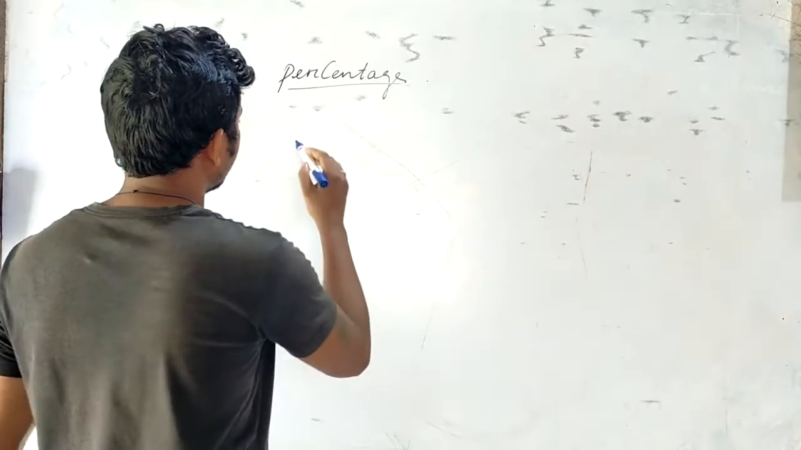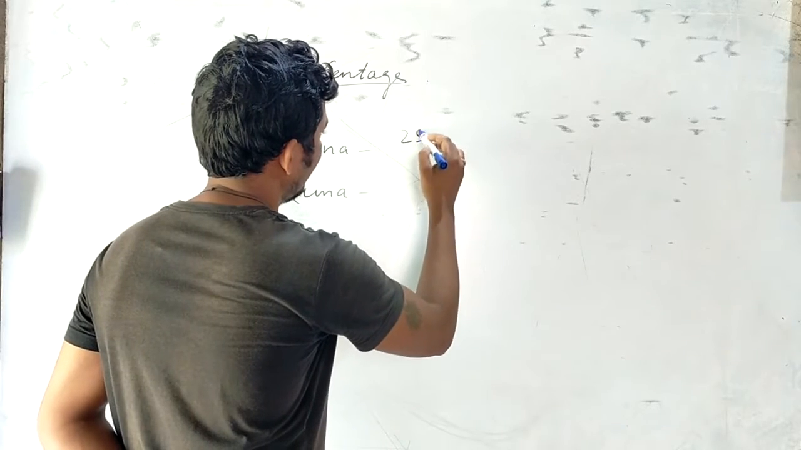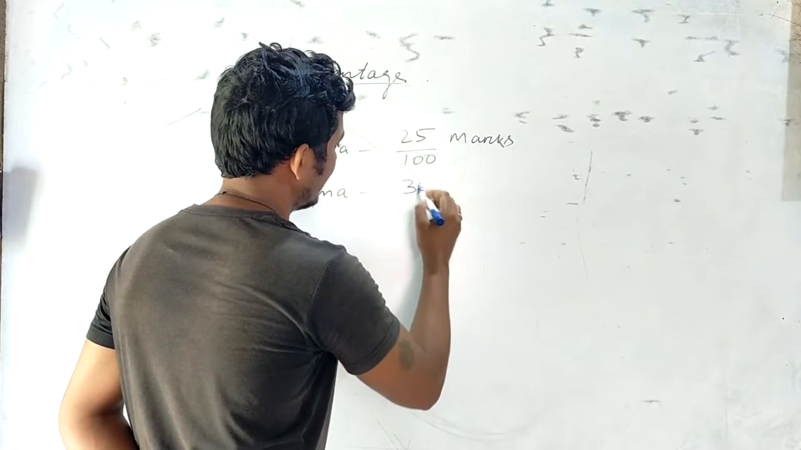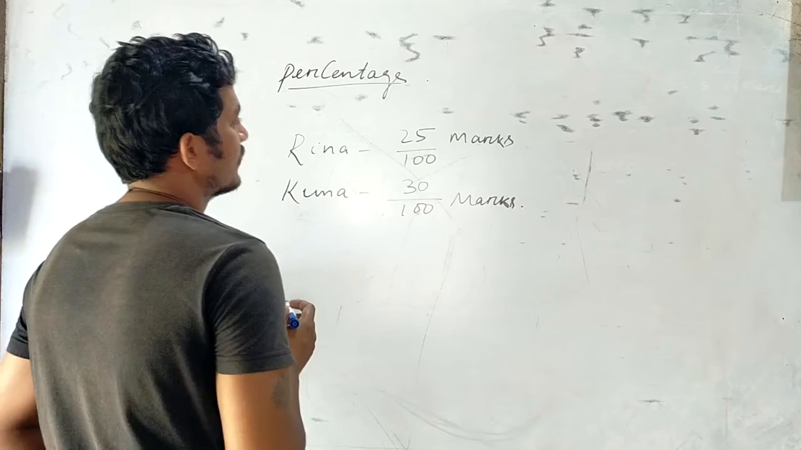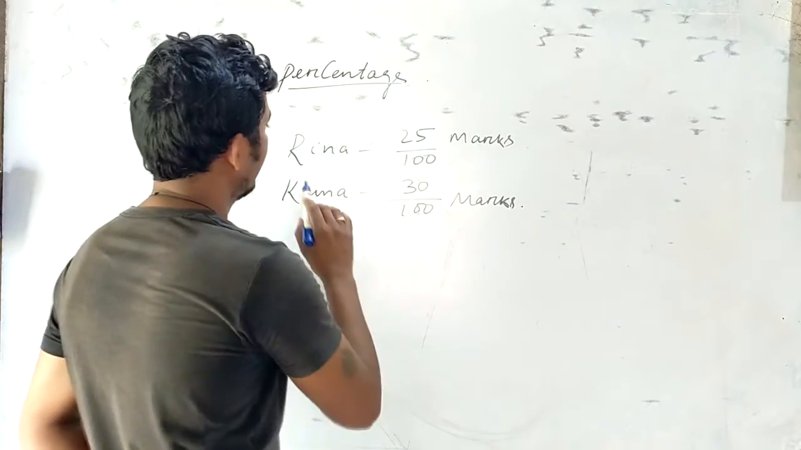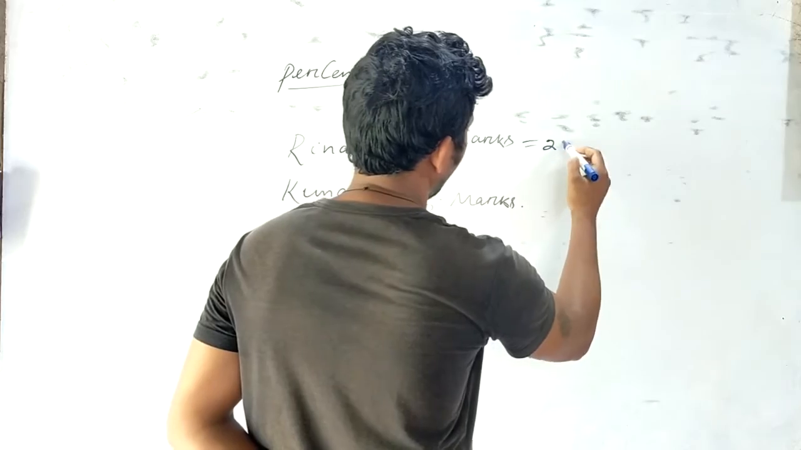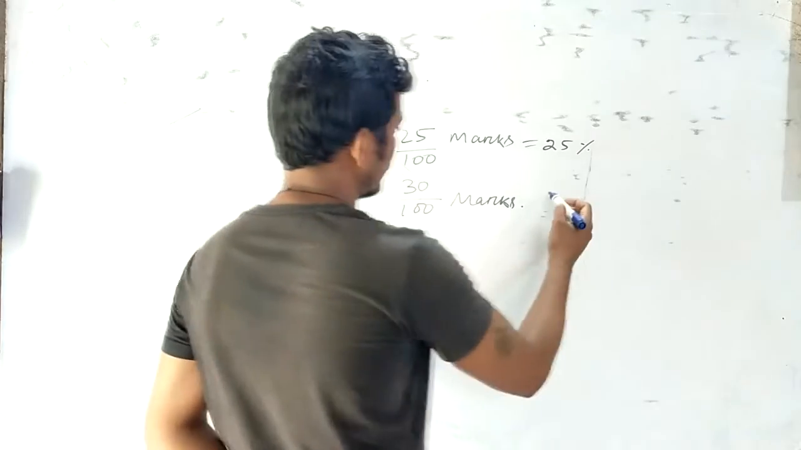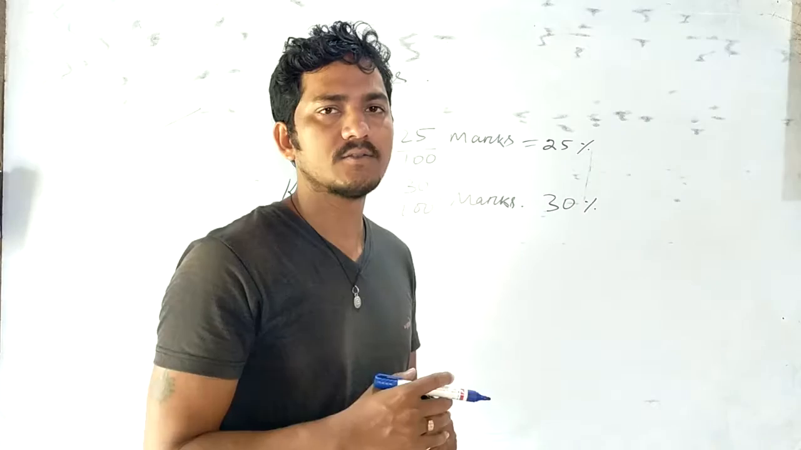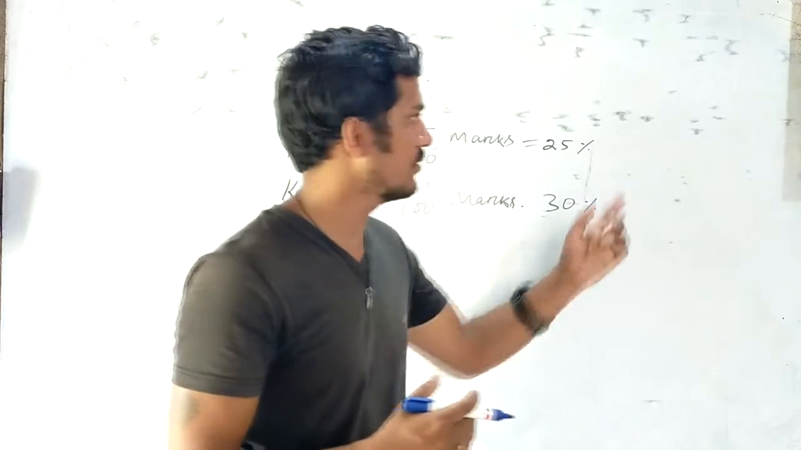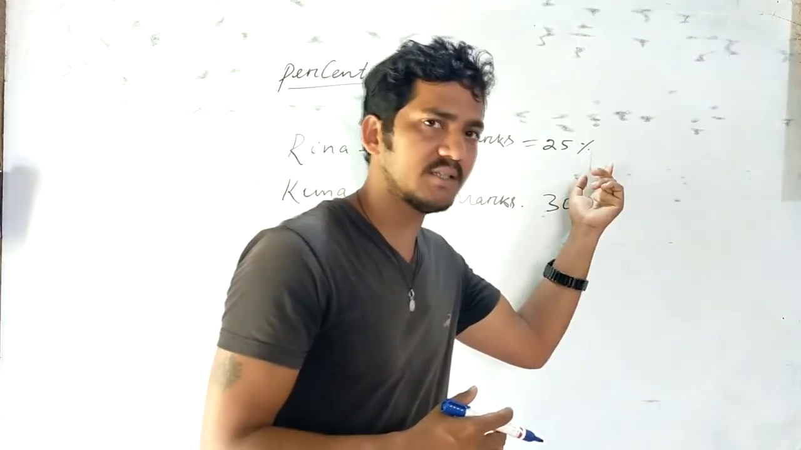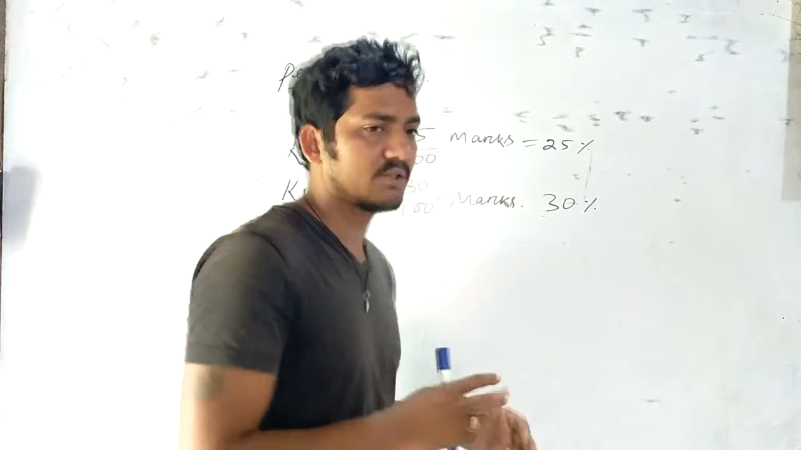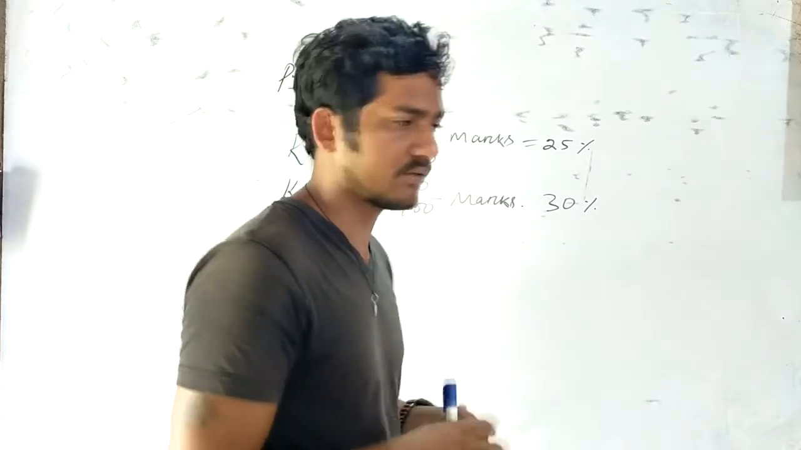Suppose there are two students. Rina got 25 marks out of 100 and Kunal got 30 marks out of 100. In this case we can say that Rina has got 25% of marks and Kunal has got 30% of marks. Why did I put a percentage mark here? You can find 25%, this is the sign of percentage, and here 30%. So let's take some other examples, then you can understand.